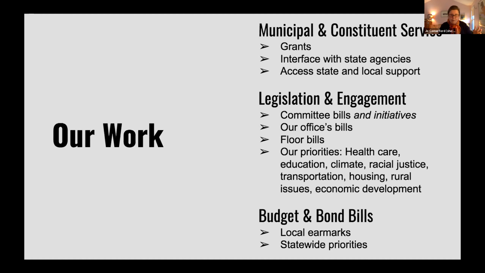And of course, I would be remiss if I didn't mention money. Our job is to bring money home, and that's home to the people, home to the community, home to the programs that work here on behalf of our people, and also statewide priorities. And you're going to hear a little bit about our statewide priorities and where we've been able to make some gains in a little bit. And that, of course, is all part of both budgets, annual budgets, like the one that's moving through right now, or supplemental budgets, like the ones that move through all the time, or bond bills. They're all up for grabs for us.